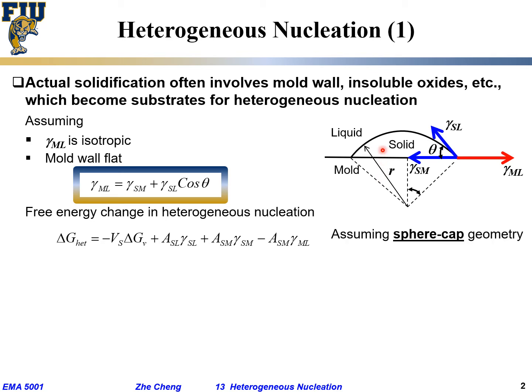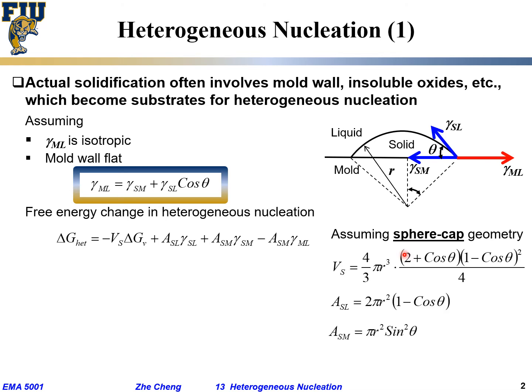Sphere cap shape. Okay, sphere cap geometry. Mathematically, we don't go into the detail. That's what you learned in high school. A_SM, what does that mean? The area between solid and the mold is pi r squared. If this is r, what does r mean? Sphere cap radius. Okay.